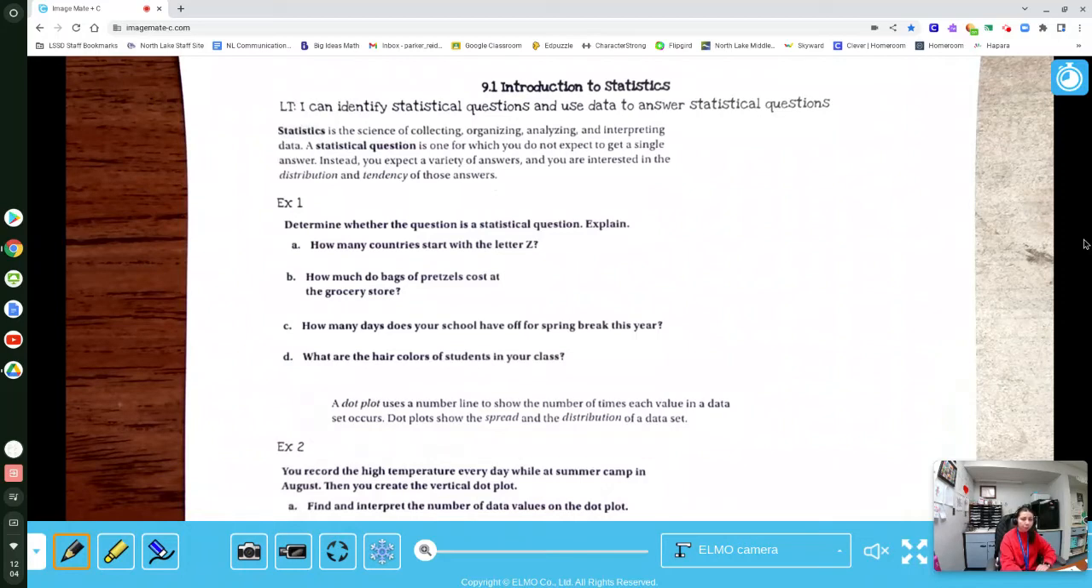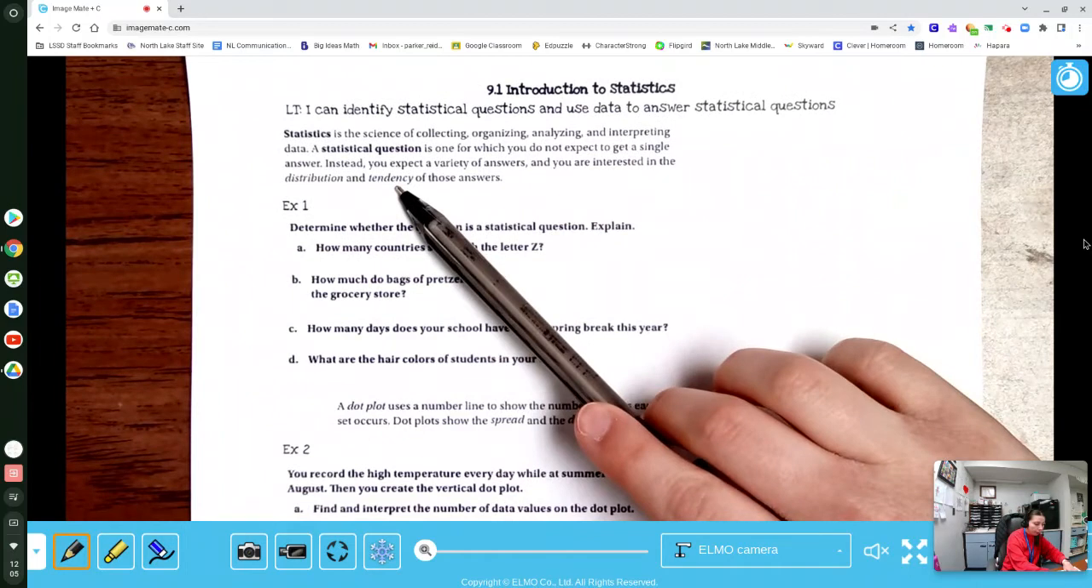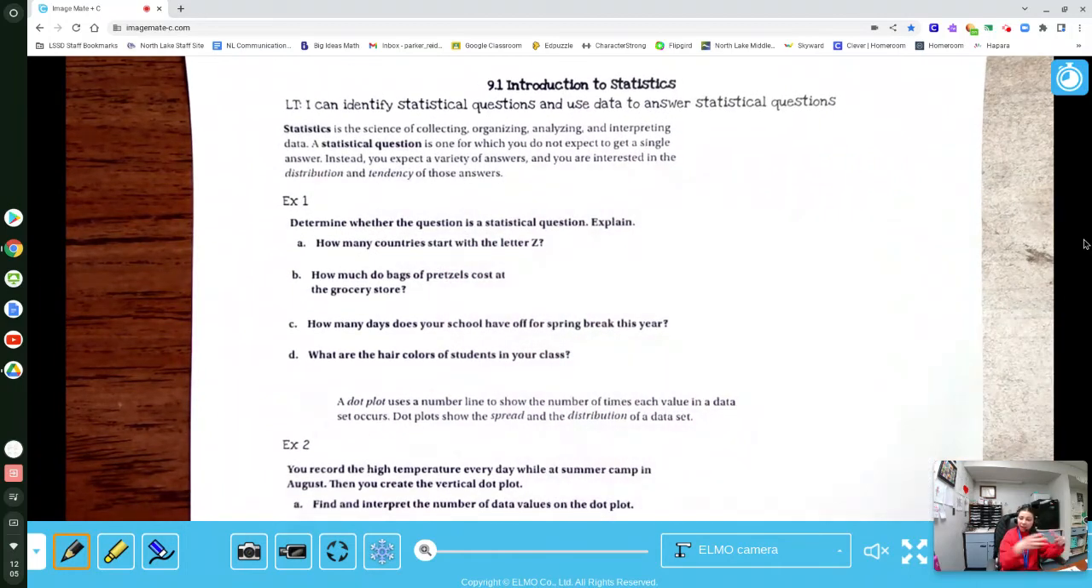So, for example, a statistical question might be asking your class how many siblings they have, because we know that not everybody is going to have the same number of siblings, right? There's not just one or two answers, there's a variety of answers. And so we're interested in the distribution and tendency, like how many people have one sibling, how many people have three siblings, right? And how spread out that is, its distribution.